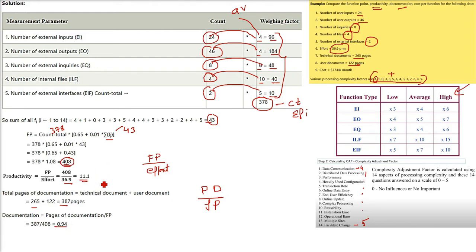Now coming to the cost per function. This is simply computed by cost divided by the productivity. The total cost given is $7,744 per month, divided by the productivity 11.1, which we already computed first. So that will be about $700. This is how we compute the function metric.